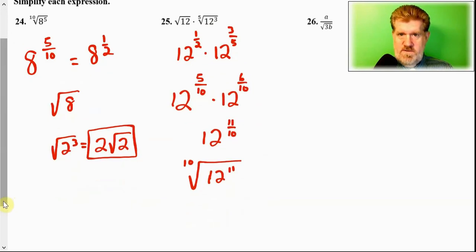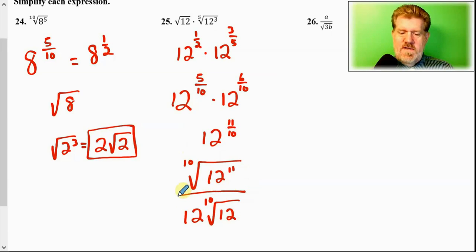Now, how would I simplify that? Well, the same thing we do here. If I want to escape the 10th root radical jail, how many times does 10 go into 11? Well, 1. So one 12 comes out. And what's my remainder? Well, I have 1 as a remainder, because 11 divided by 10 is 1 with a remainder of 1. So that is how we reduce that.